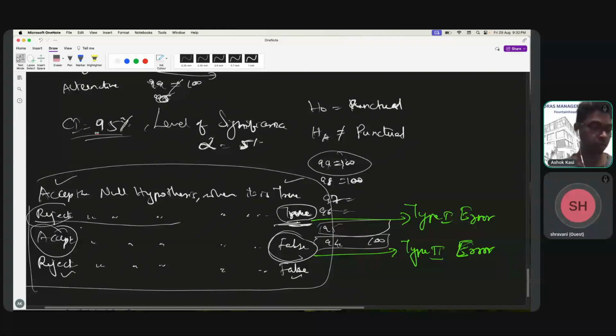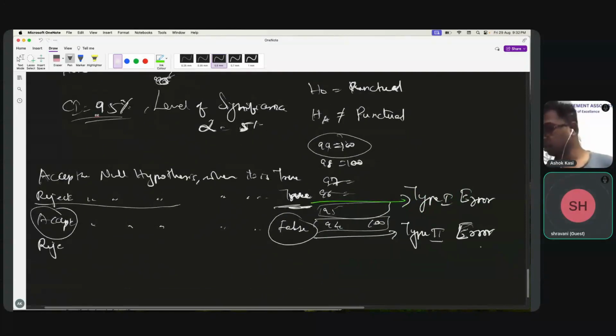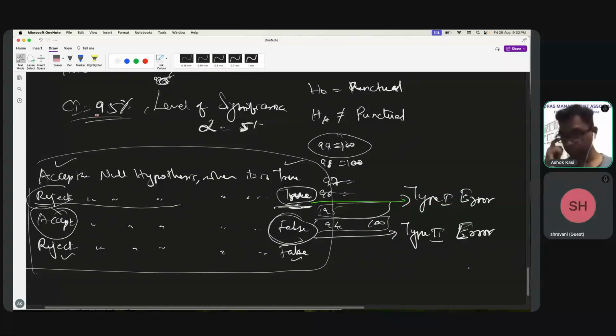Now, which one do you think is more dangerous? The type 2 error. Okay, why do you say type 2 error? Because that means we've made some mistake in the outcome while selecting the outcome. Yeah, even type 1 also is a mistake only, no?